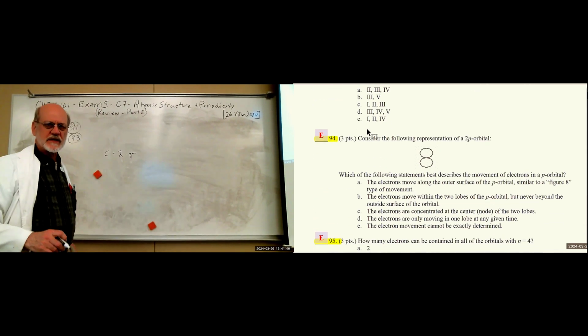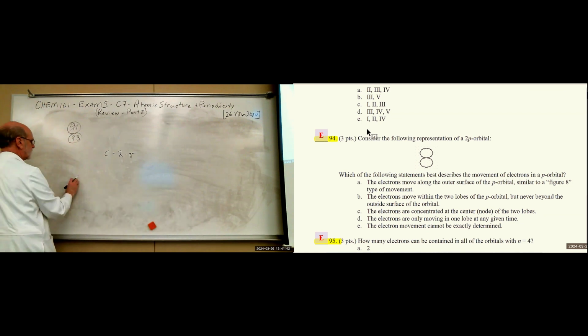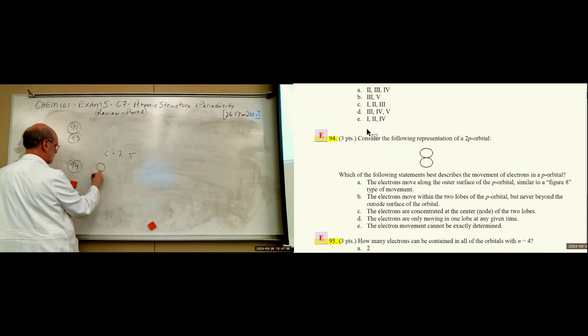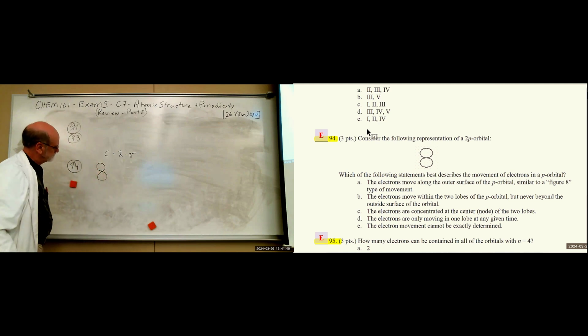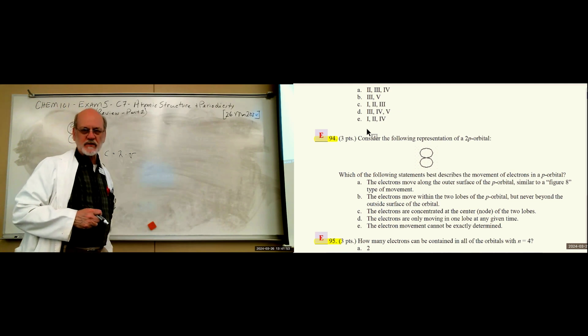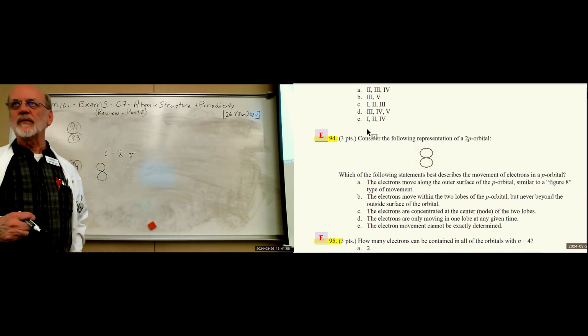Consider the following representation of a 2p orbital. 94. This is a 2p orbital. All right. Which of the following statements best describes the movement of electrons in a p orbital?